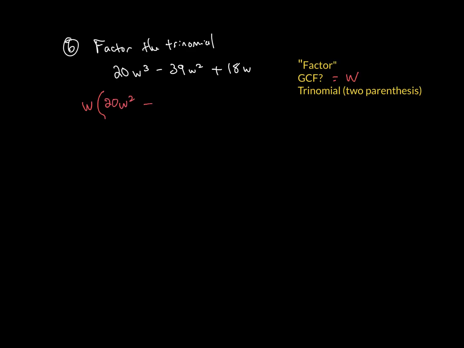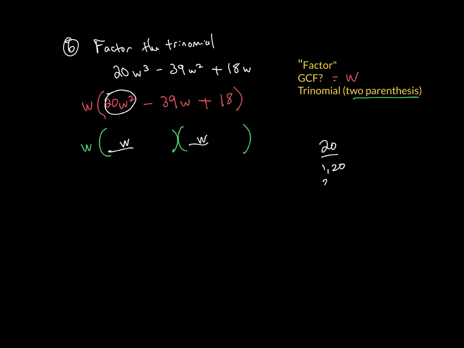Got 2 w's there. Took out 1 w in that middle term, and then took out 1 w from the 18w. Next, going to bring the w down and factor the trinomial into 2 parentheses. First thing has to multiply to be the 20w squared. So we know we're going to have a w and w, although the 20 could be a few different things. 1 and 20, 2 and 10. 3 doesn't go into 20, but 4 does. 4 and 5. So go with the pair that's closest, 4 and 5.